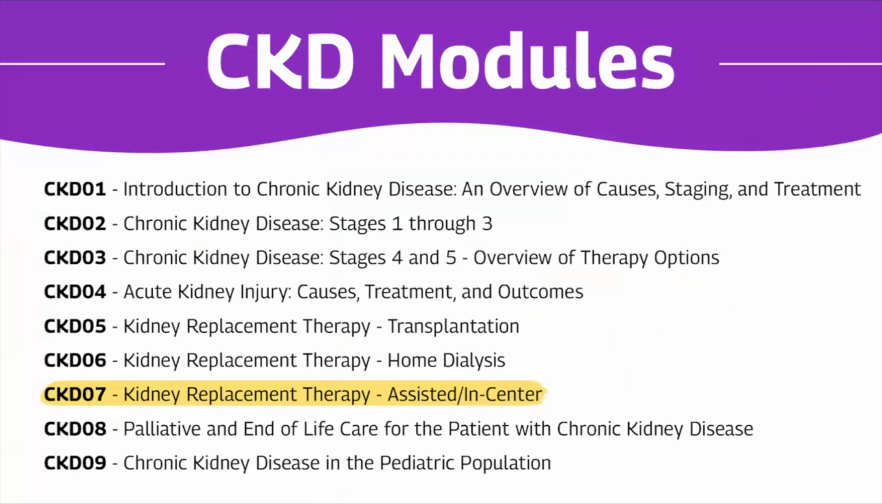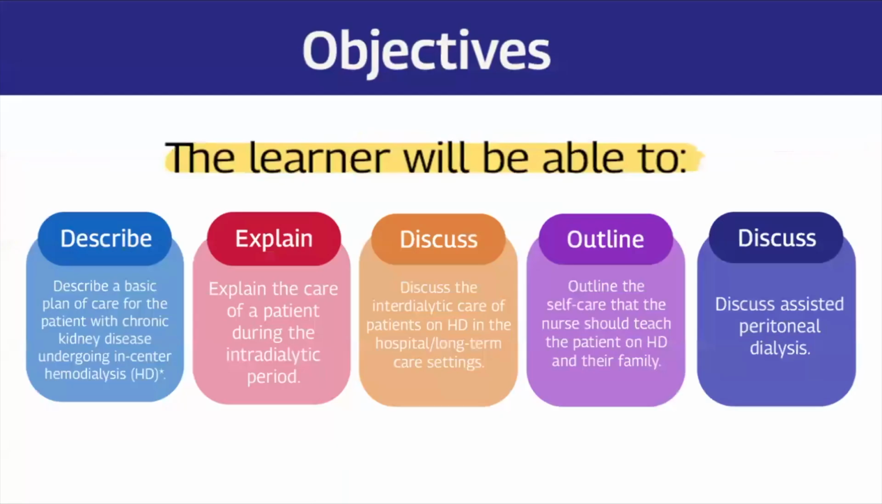Again, this is Module 7, Kidney Replacement Therapy, Assisted In-Center. Our objectives. The following objectives will be our guide in the module about in-center, primarily assisted hemodialysis. At the end of the module, you'll be able to describe a basic plan of care for the patient with chronic kidney disease undergoing in-center hemodialysis.